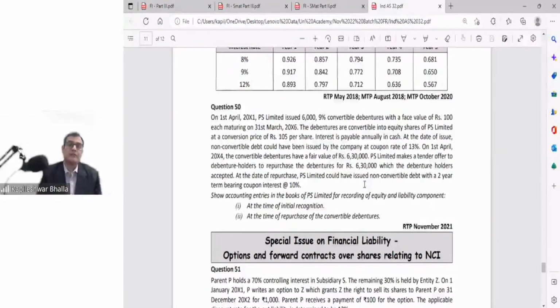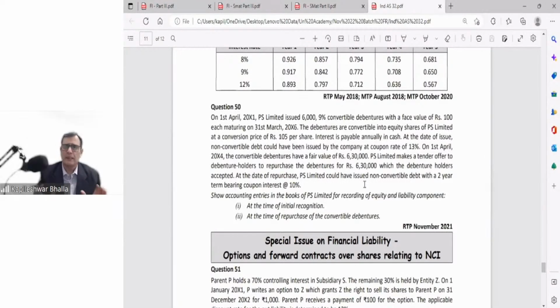Then he says at the date of repurchase, the company could have issued a non-convertible debt with a 2-year term remaining. That means if you would have issued a non-convertible instrument on the same date, having the same maturity as the conversion, that's another 2 years, the coupon rate would have been 10%. Then he says show the entries in the books of PS Limited for recording the equity and the liability component at the initial recognition, and at the time of repurchase, that means at the time of early redemption.